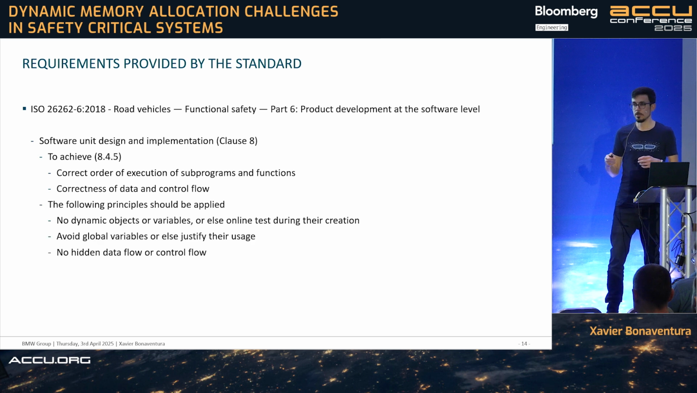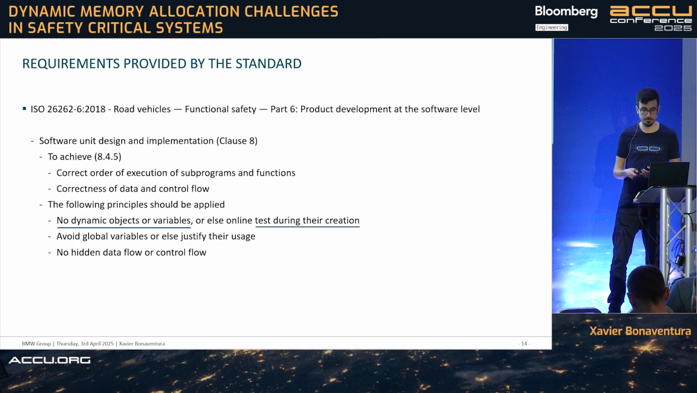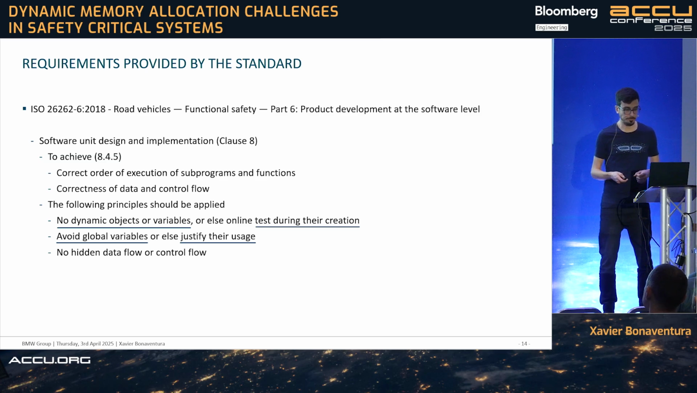To do that, it guides us and tells us that you should not have dynamic objects or variables, which is usually hard on the control flow part, or else use online tests during their creation. It also talks about avoiding global variables or justifying their usage. It doesn't tell us not to use them, just to justify it. And no hidden data flow or control flow.